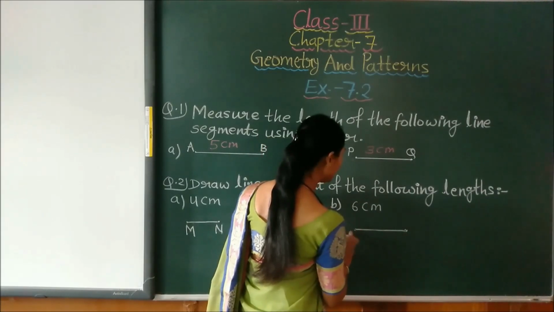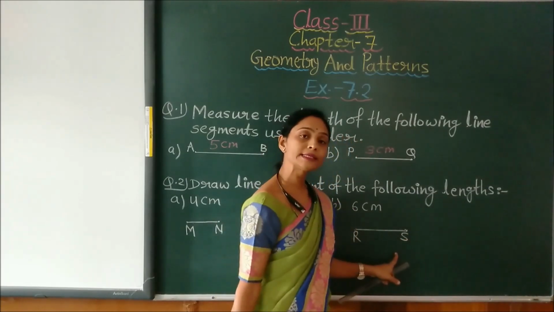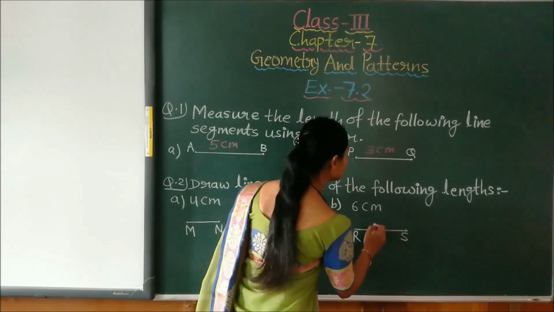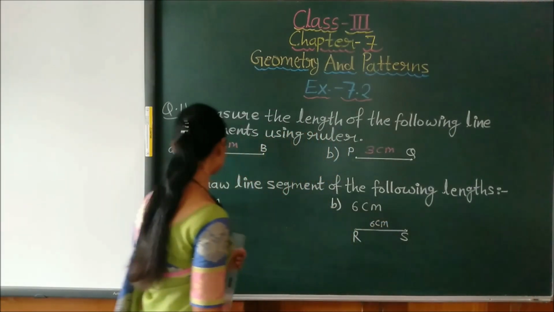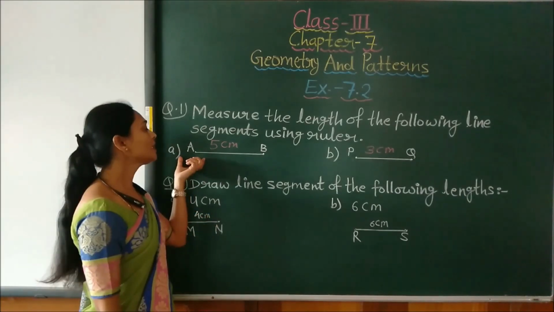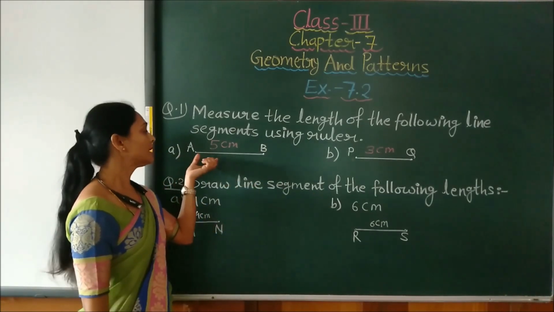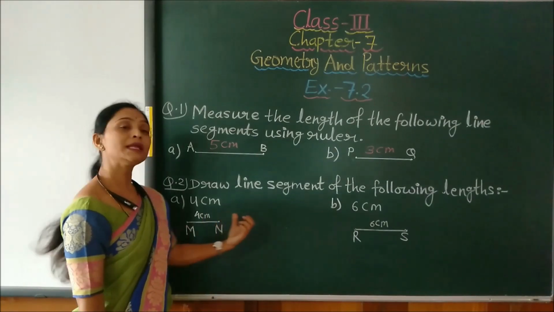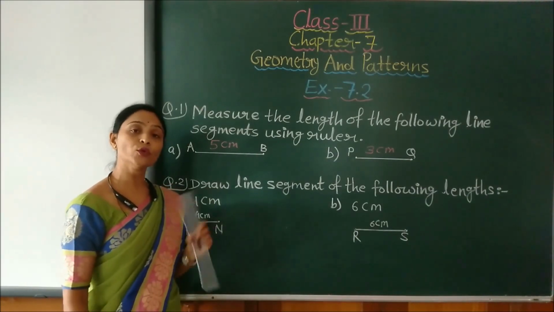and we may give any name here. Suppose I have given this as RS. Yes, so this is the line segment of 6 centimeters, and this is the line segment of 4 centimeters. So this way you may measure the length of the line segment if the line segment is already given, and if the length is given you may draw the line segment also using this ruler.